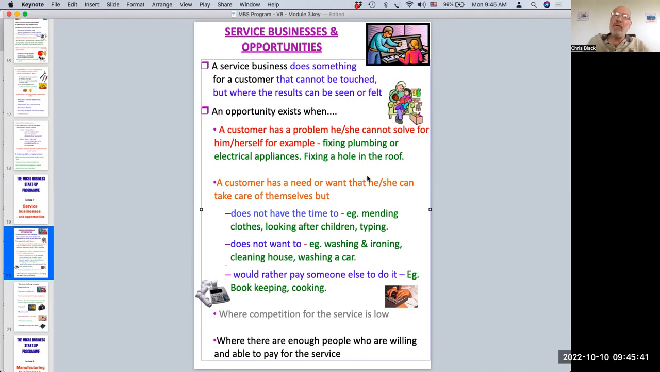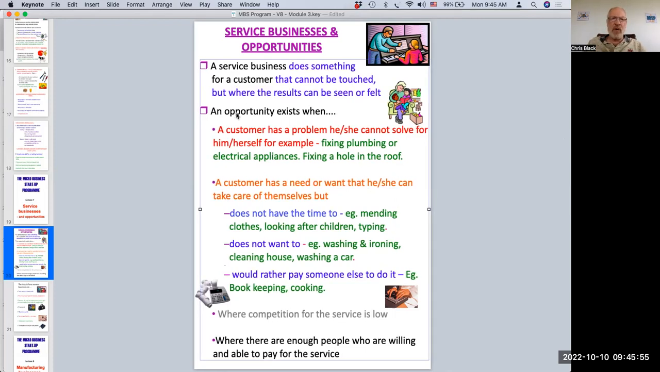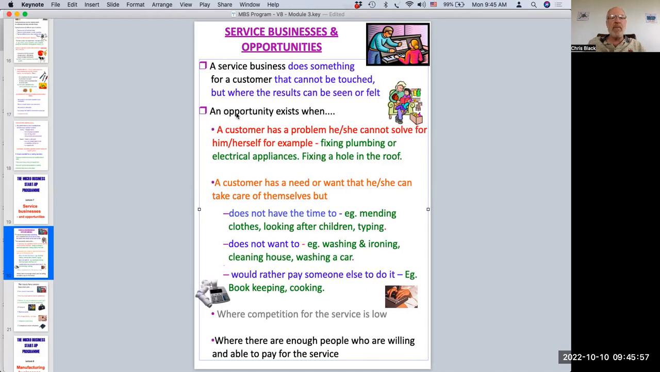Spray painting could fall into a want, or it could be an absolute need. Roof cleaning could be a want, or it could fall into problem. So generally speaking, a lot of service businesses fall into the category of problem solving. That's where a problem cannot be solved by the person themselves. They need a specialist area to solve their problem.